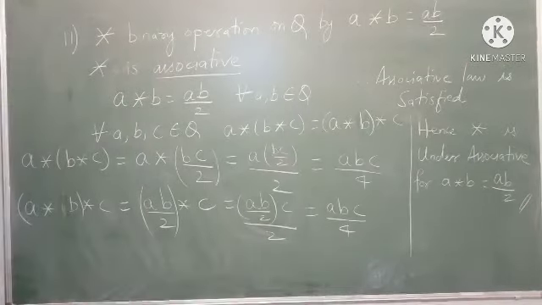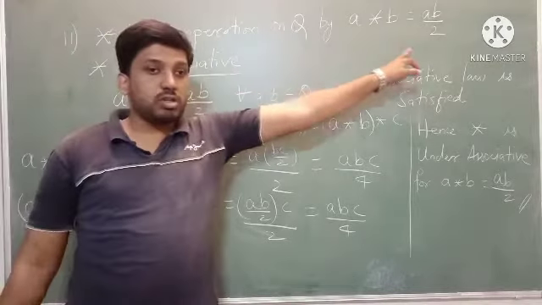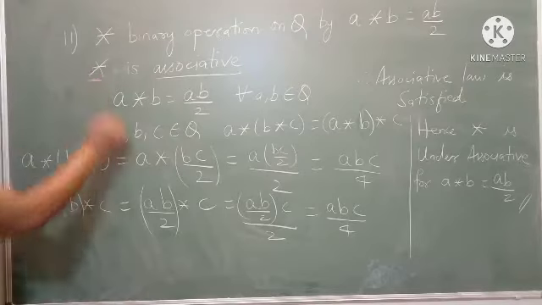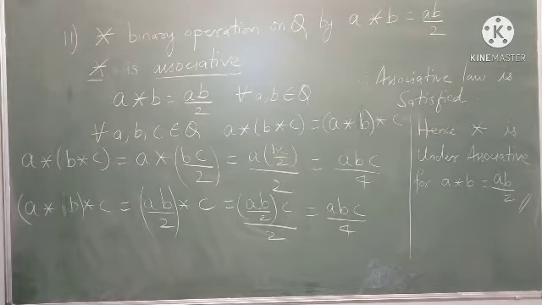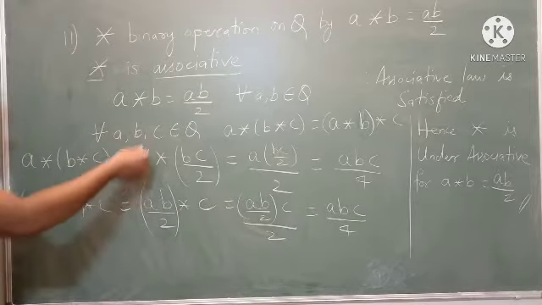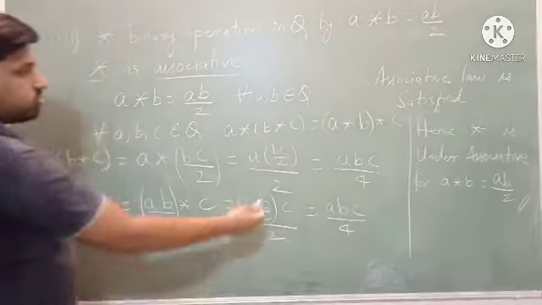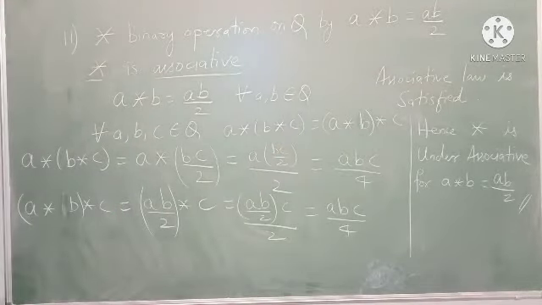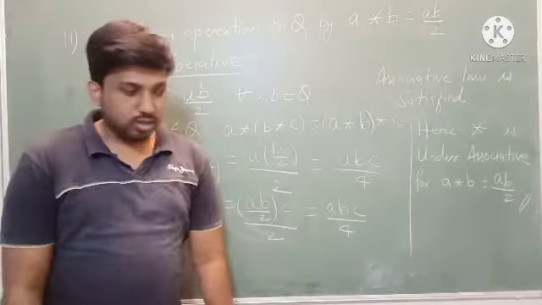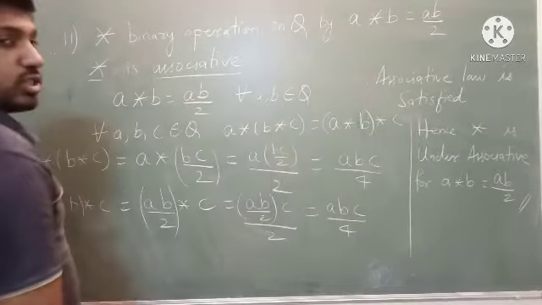Okay, so this is a 2 mark problem. They have just defined a binary operation A star B is equal to AB by 2. We need to prove that this binary operation star is associative. So we have taken the variable C which also belongs to Q, and just verified the associative law. So this way we can solve. It is a 2 mark question. For 2 mark questions you will be getting this. Understood? Yes. So let me go for the next problem.